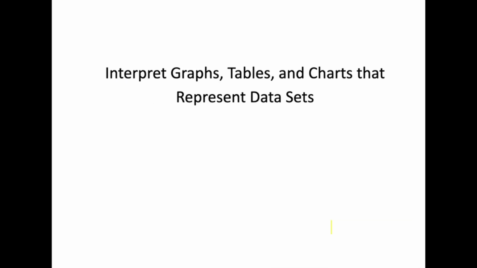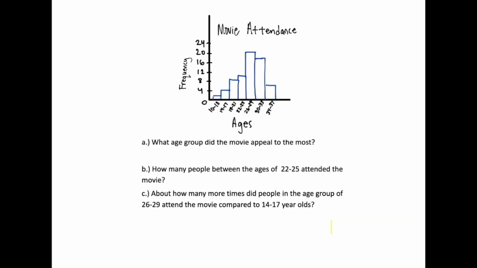In this video, we're going to interpret graphs, tables, and charts that represent data sets. Let's look at this first graph. This is a histogram. A histogram is one of the most commonly used graphs to show frequency distributions. It looks very much like a bar graph, but bar graphs and histograms have some differences.